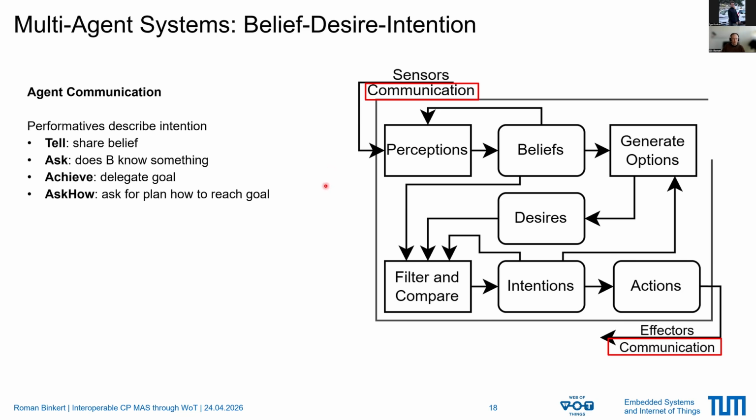And for this communication between different agents, there are so-called performatives, and they are basically describing what the agent wants to achieve with this. So for example, we can have tell, ask, achieve, and ask how. Tell is just to share a belief. Ask is basically read or get information about something, asking another agent if it knows something. Achieve is to ask the other agent to try to achieve a goal, to delegate a goal. And finally, something maybe a bit different to what we know from general programming is to ask how. So we can also ask another agent if it has an idea on how to reach a certain goal that I have, but I don't know how to solve myself.